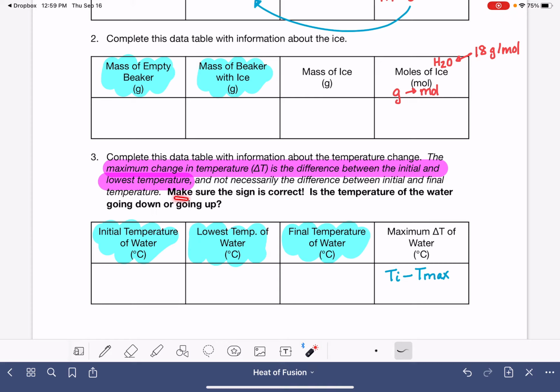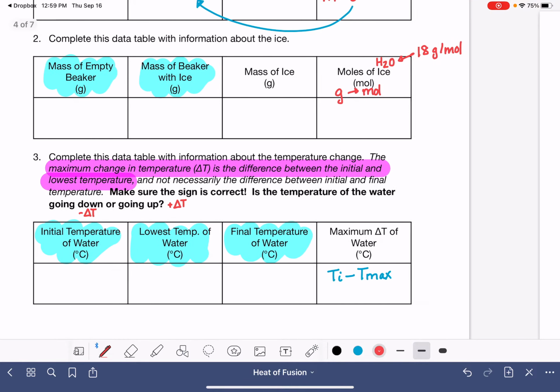So again, pay attention to the sign, make sure the sign is correct. Think about if the temperature of the water is going up or going down. If the temperature of the water is going up, then that would mean that you have a positive change in temperature. If the temperature of the water is going down, then that would mean you have a negative change in temperature.